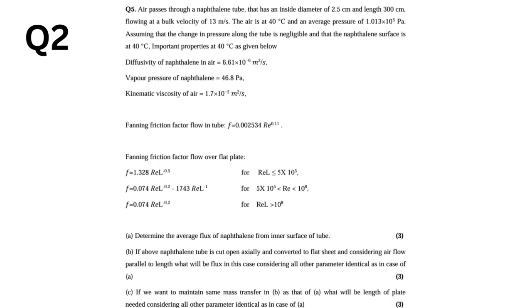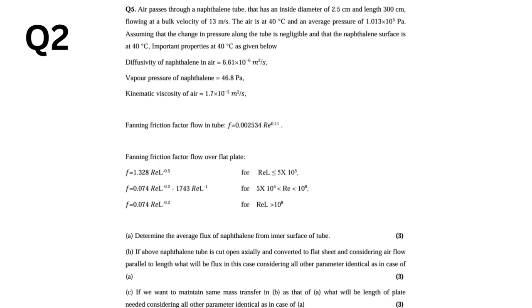Now we can assume that the change in pressure is negligible, and we are also given some important properties at 40 degrees Celsius only. For example, the diffusivity of naphthalene in air is 6.61 × 10^-6 meters squared per second. The vapor pressure of naphthalene is also given, that is 46.8 pascals. The kinematic viscosity of air is also given, 1.7 × 10^-5 meters squared per second.